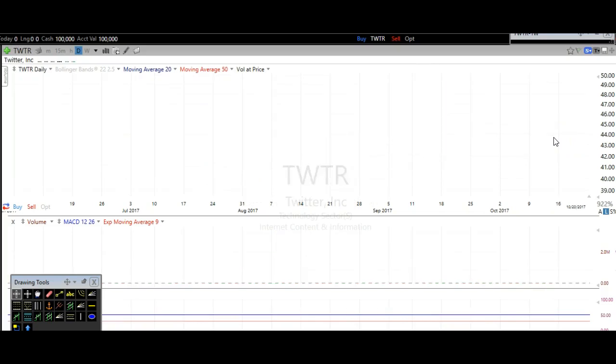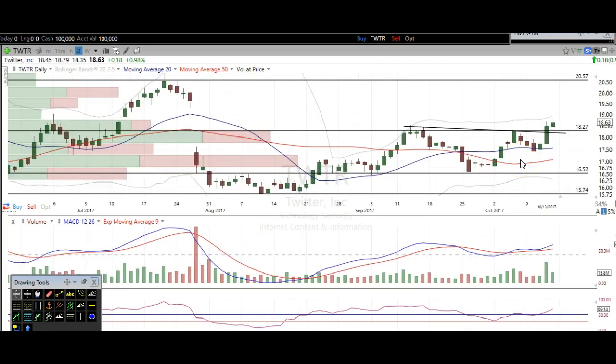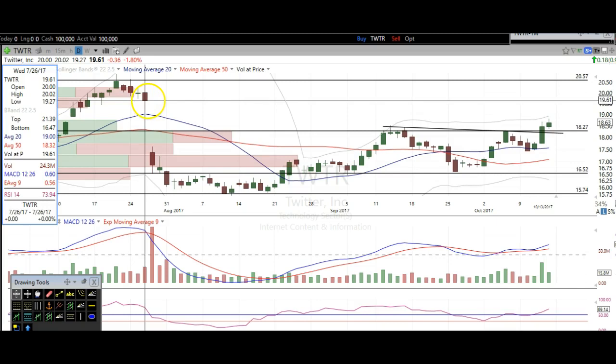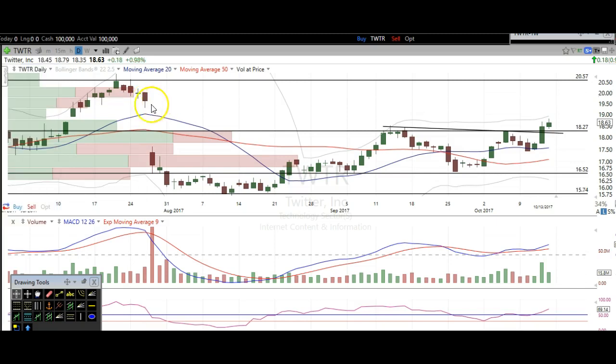The next one we're going to take a look at is Twitter. This is one that we liked for a long here, and as you can see, it's heading up very nicely. So congrats if you've been following along. Just to review, we liked it for a long as we were uptrending into this resistance, and we got confirmation of that with that nice volume that came in on Thursday, and then on Friday we had a nice higher close, higher high, and a higher low made. We're targeting up here near about 19.60.